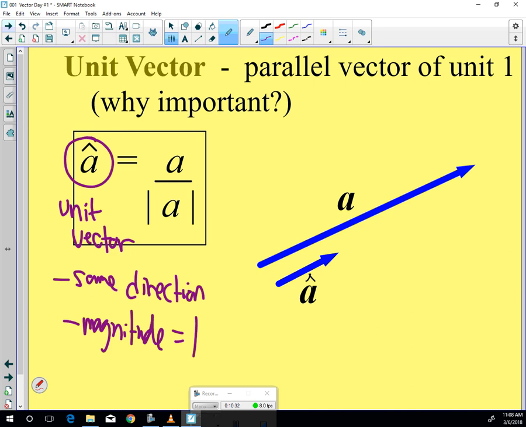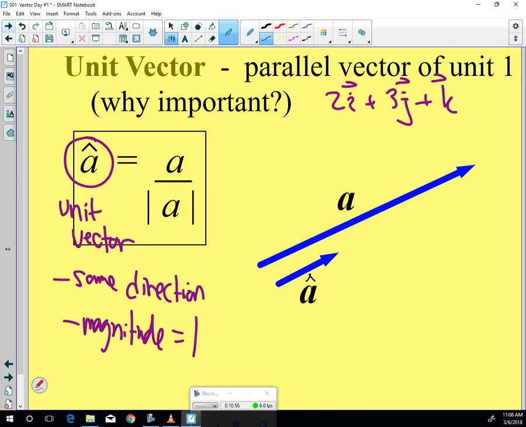Let's say I wanted to take my vector 2i plus 3j plus 4, or plus 1k. And I wanted to make this a vector that's 10 units long. Okay? What would be the simplest thing to do with it?